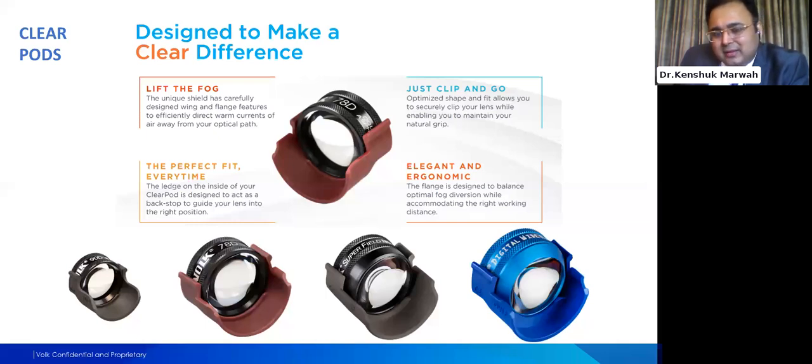And these ClearPods are made specific for each kind of lens. So for the 90 diopter lens, there's a specific ClearPod that comes. So it's a perfect fit with your lens, and the cost is very economical. You can take it with this, and it actually provides the right working distance for each kind of lens. So I'm just going to show you in the other slide.